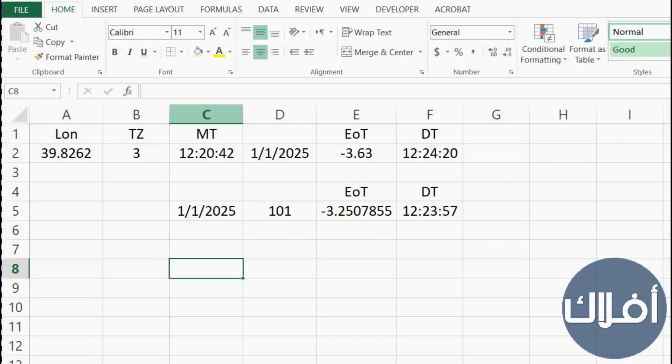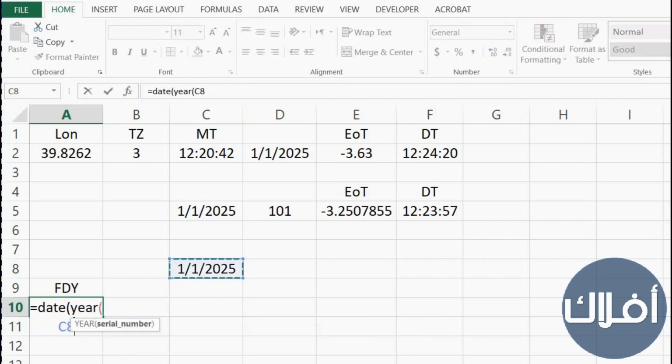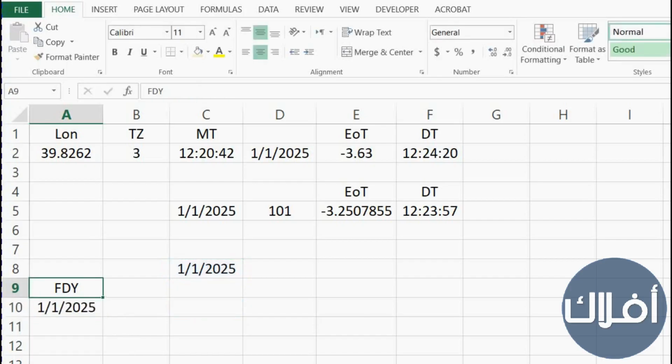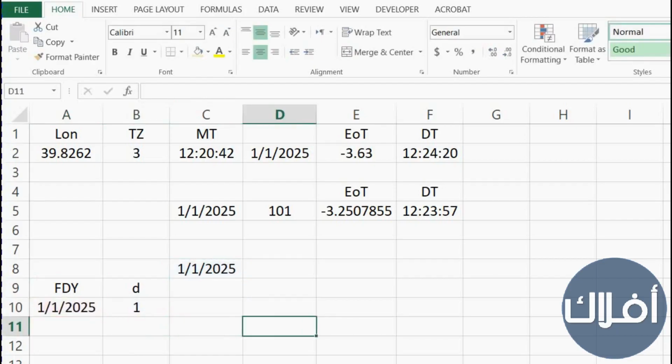Now let's do this in Excel. The date, and we'll use the same day in the previous method, 1/1/2025. To calculate the day number, we need to calculate the first day of the year, FDY, and we'll use the function date. We'll use the year of the date given. The month will be 1 and the day will be 1. And this will give us the first day of the year. Now small d will be the date minus first day of the year plus 1, which is equal to 1 because 1st of January is the first day of the year.